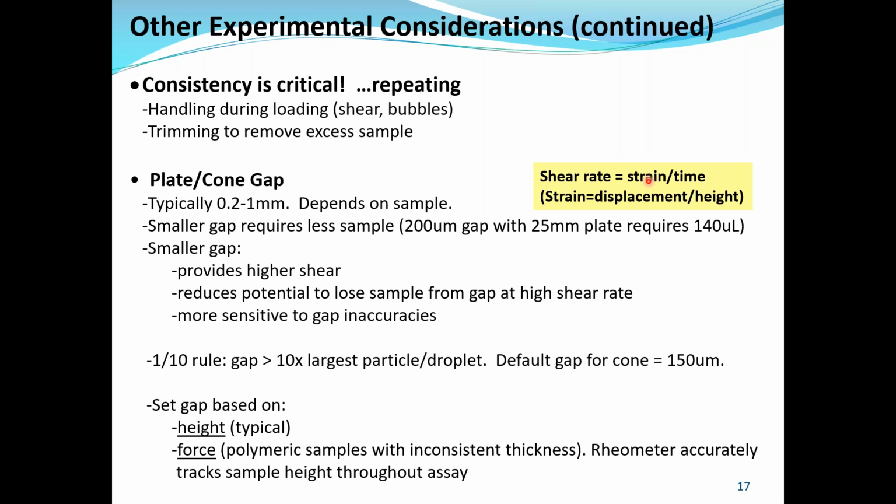You can also set the gap based on height, which is typical for most of the samples. However, sometimes I'll get some polymeric samples that may have inconsistent thickness from batch to batch and sample to sample. And so this is where you can apply a force. You can say, okay, I'm going to apply a 0.1 or even up to 40 Newton force, so that you have a consistent force on your sample, and then you can do your measurements with more confidence to compare from sample to sample. And the rheometer will accurately, in many decimal places, track the sample height or thickness through the assay, depending on whatever that force is.